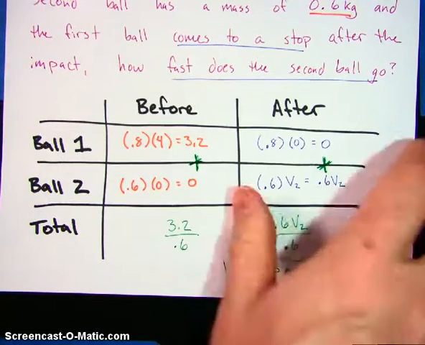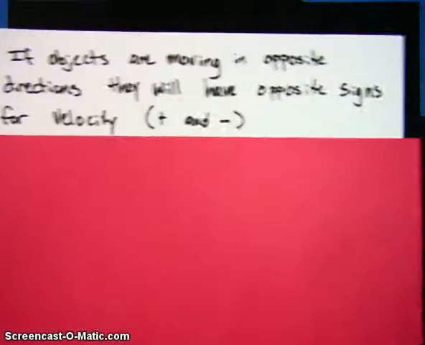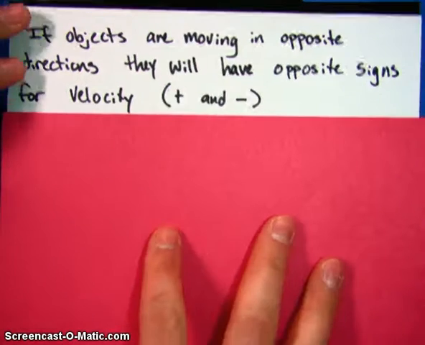So I want to show you a second one. This one, if you have objects that are moving in opposite directions, that means that they're going to have opposite signs for their velocity. You can't have a negative mass, remember that. But if you have something that's going to the left, and it's going to hit something that's already moving to the right, they're moving in opposite directions, so one of them has to have a positive velocity, the other has to have a negative velocity. Let me show you what I mean.